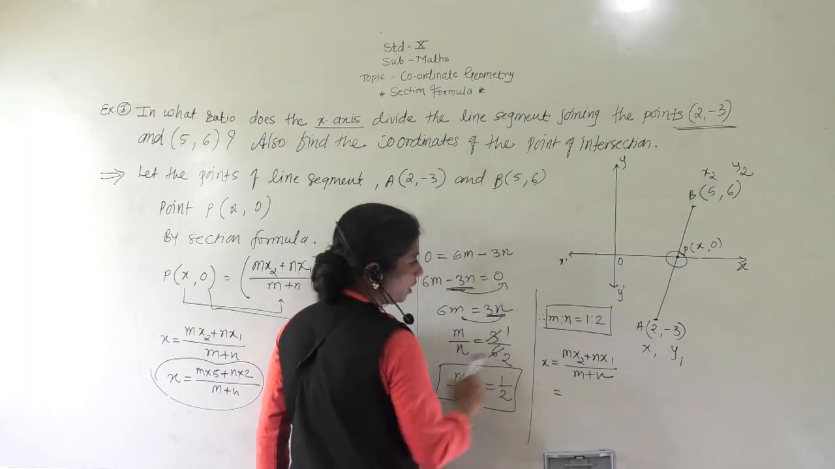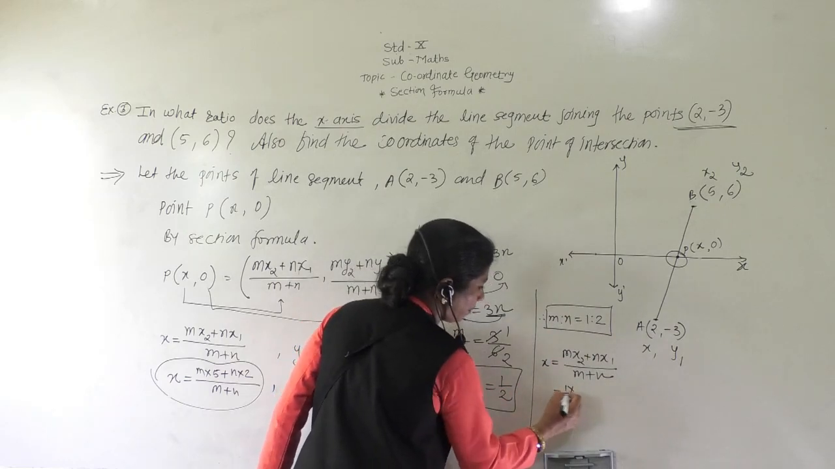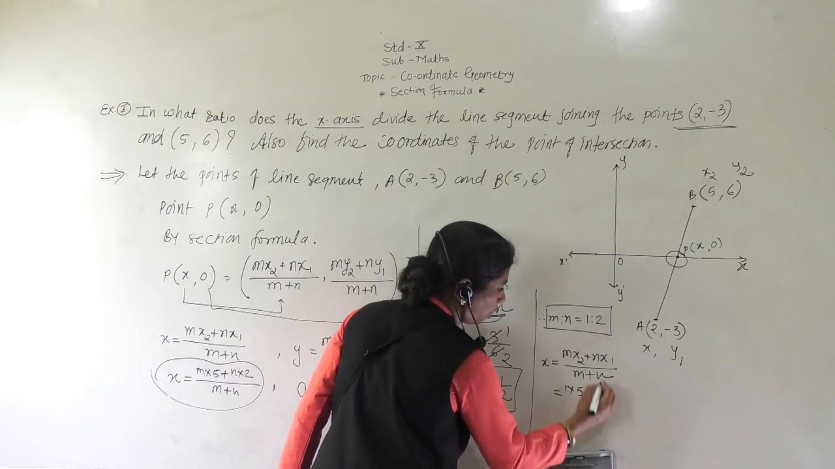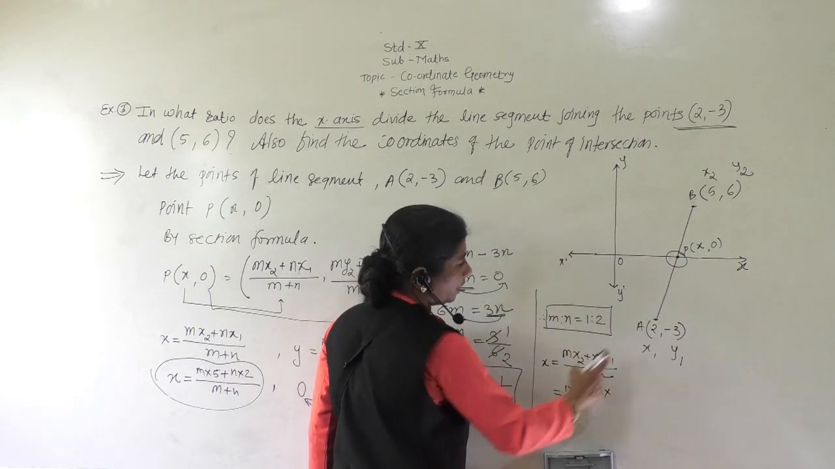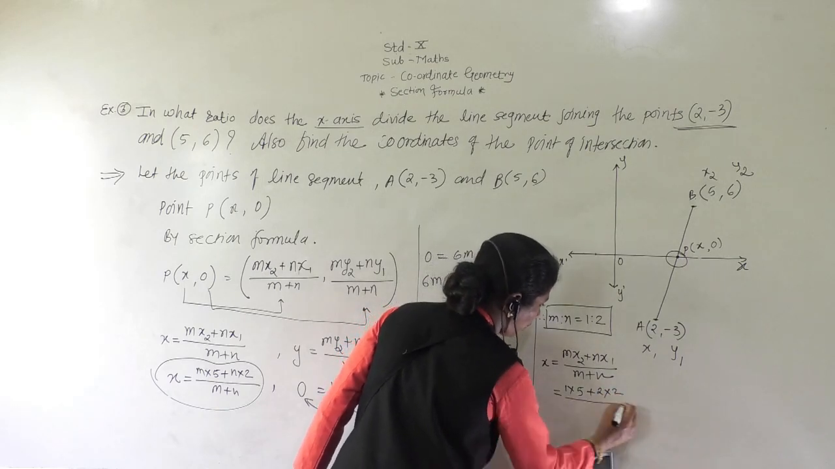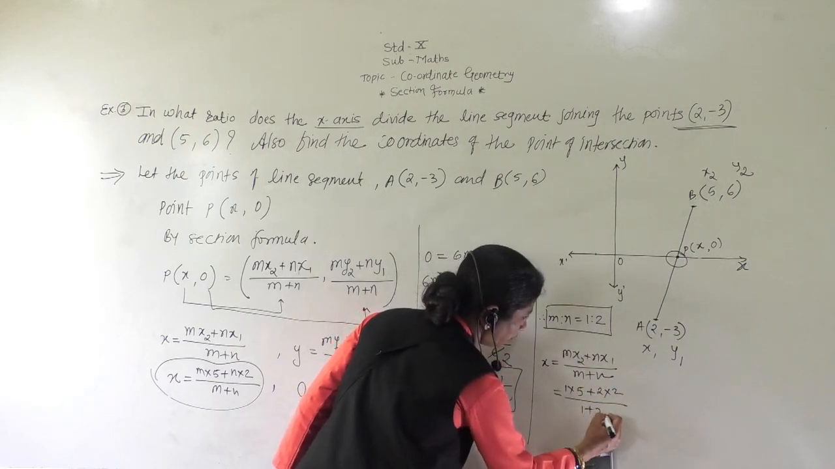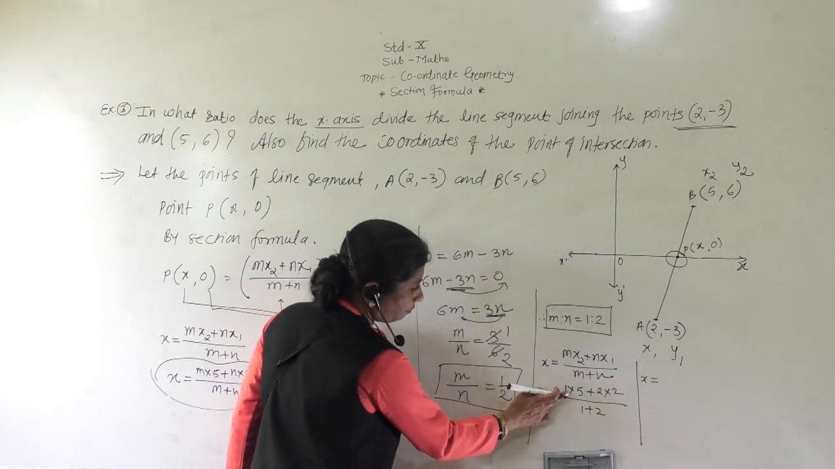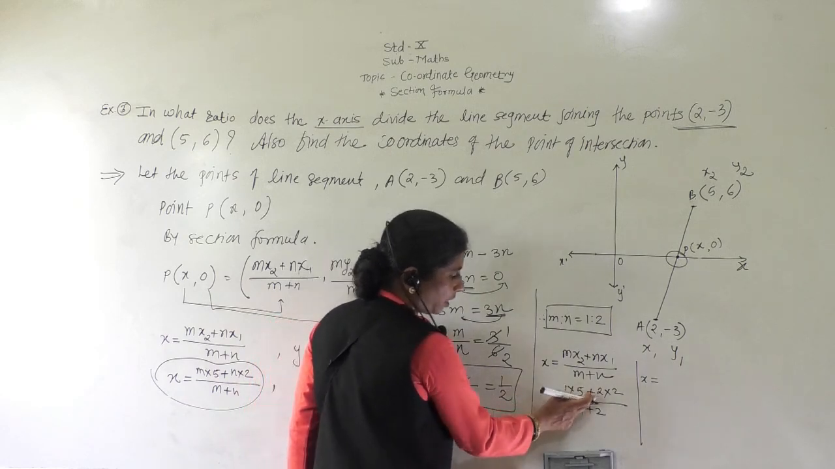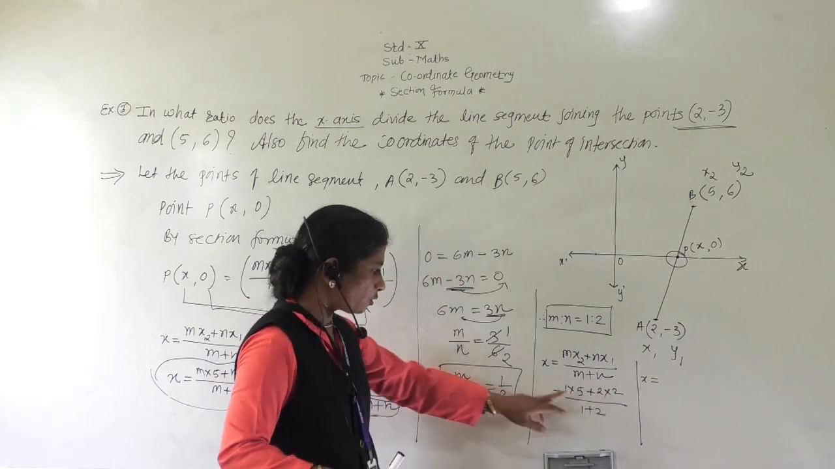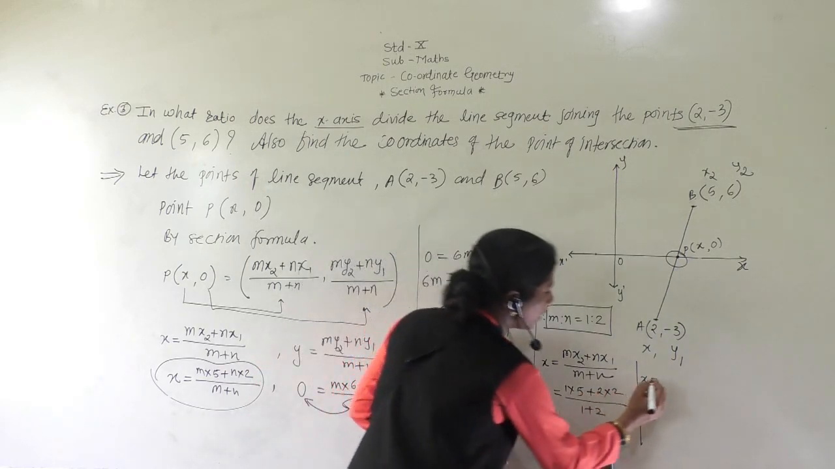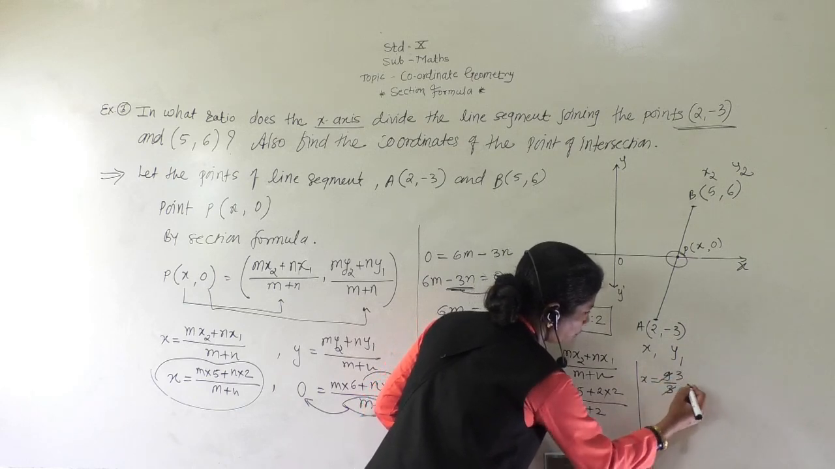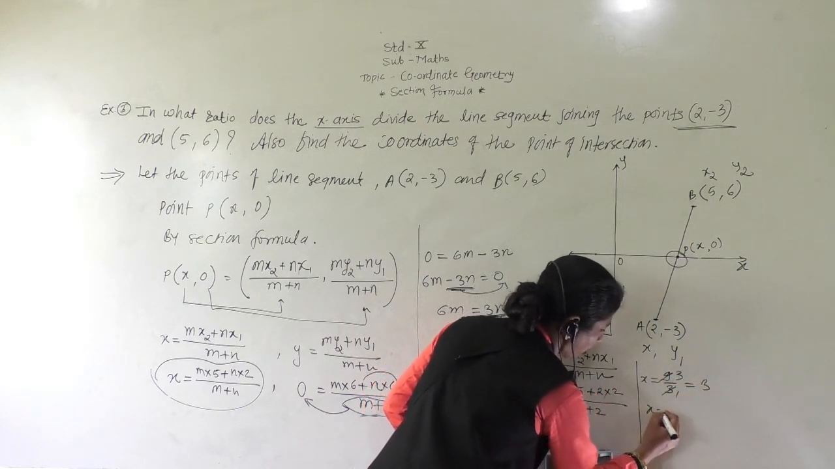Okay, m is what? Now you got 1 multiplied by x2. x2 is what? Your 5 plus n is what? 2 multiplied by x1. x1 is what? Your 2 upon 1 plus 2. Okay, so here x equals to 5 multiplied by 1, 5 plus 2 multiplied by 2, 4. So 5 plus 4, 9. 9 by 3. So 3 multiplied by 3, 3, 3 is 9. So you got here 3. So x equals to 3.